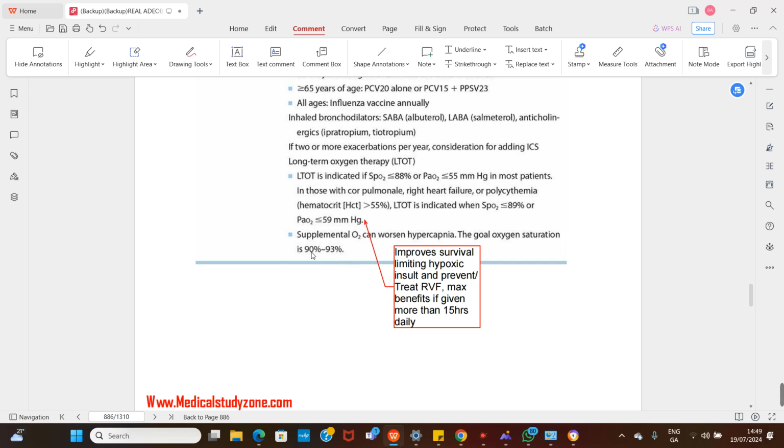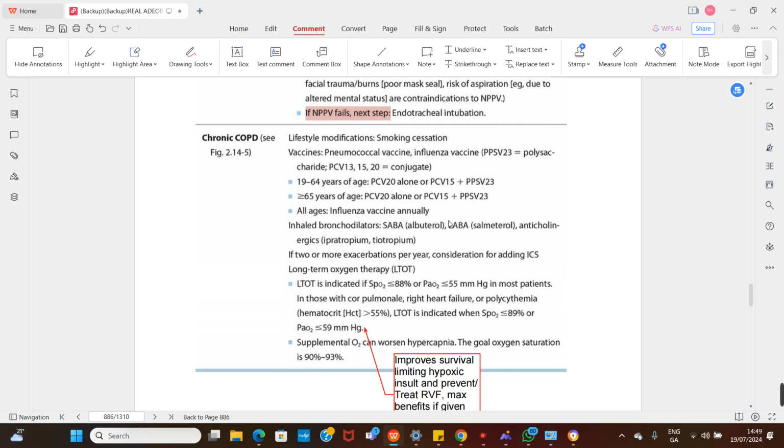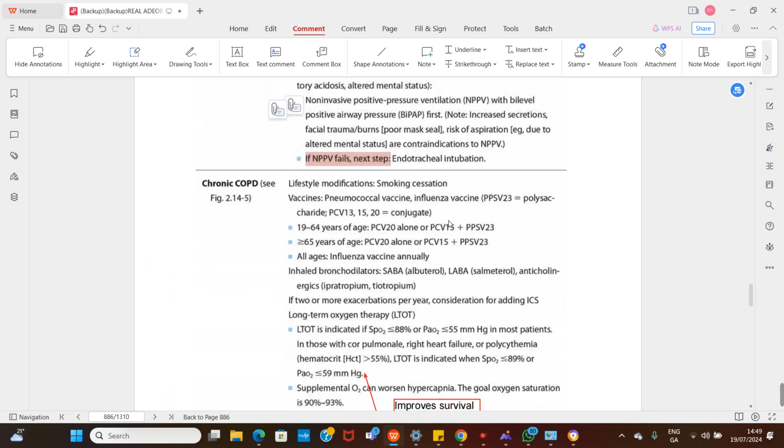Some textbooks will say 90 to 94. So don't titrate it more than 94 so that you don't worsen the hypercapnia that they already have. So that's the management for your chronic COPD.